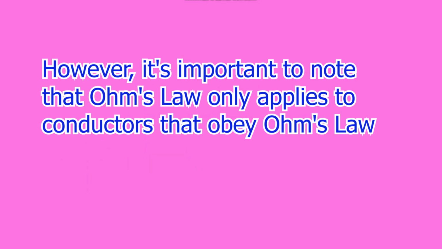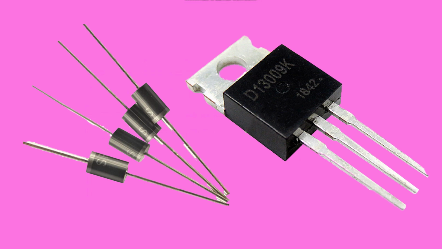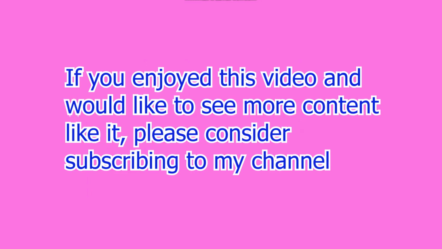However, it's important to note that Ohm's law only applies to conductors that obey Ohm's law. Some materials, such as diodes and transistors, have more complex relationships between voltage, current, and resistance and do not follow Ohm's law. So, we must keep this in mind while designing and analyzing electrical circuits.